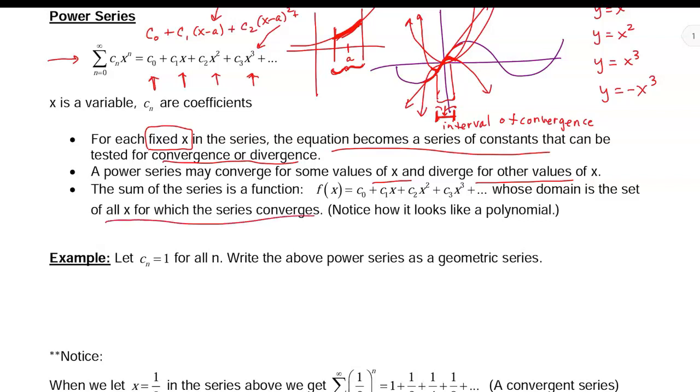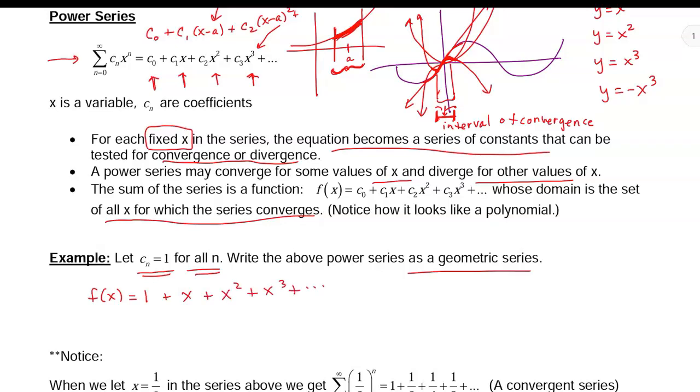The sum of a power series is a function whose domain is the set of all x for which the series converges. If we set up an example where we just let the constants equal 1 for all n, and we write the above power series as a geometric series. Let's do that. So I'm going to rewrite the power series as a function, and I'm going to let the constants equal 1s. So c sub 0 would be a 1, and then the next term from up above is just 1x, and then the next term is just 1x squared and 1x cubed, and so forth.